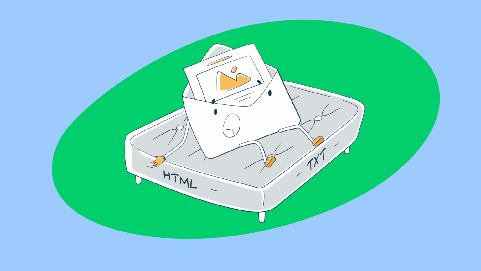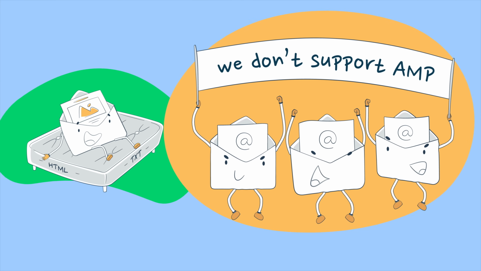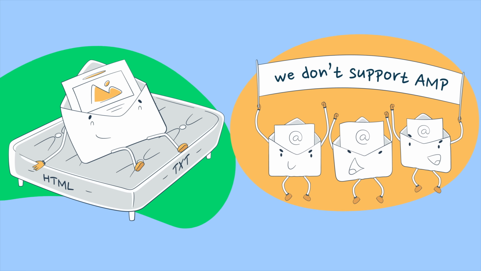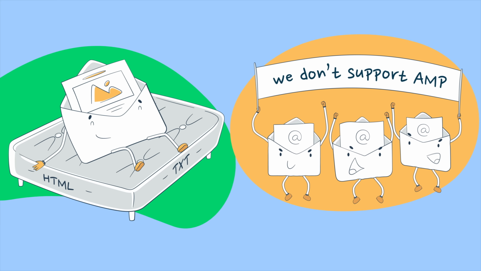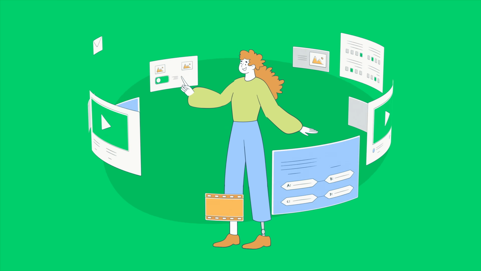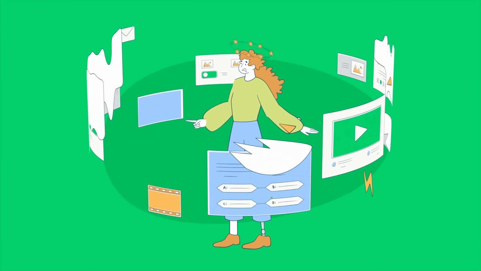Either way, you should always create a fallback version in the HTML and plain text formats. That's because many email clients don't support AMP technology. With a solid fallback plan, your recipients will always be able to view your emails regardless of their client's support for AMP technology. While interactive emails seem fun and engaging, they'll only work if you get them right.